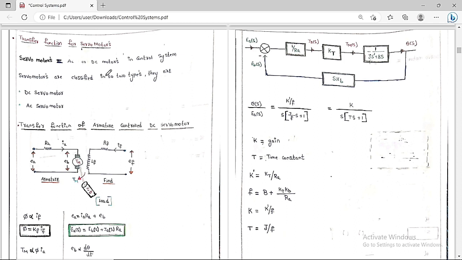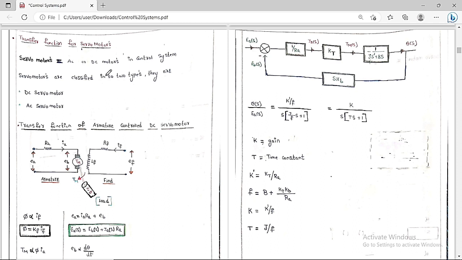Therefore, for servo motors, the stator has 3-phase winding and the rotor has single-phase winding. And servo motors are basically classified into two types in control systems: the AC servo motor as well as the DC servo motor.